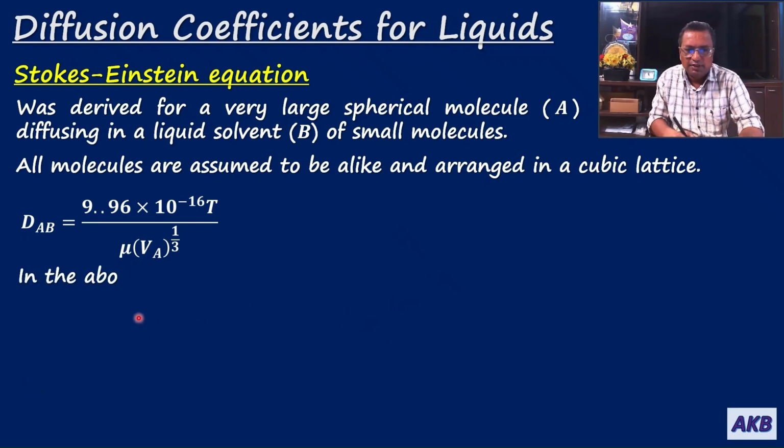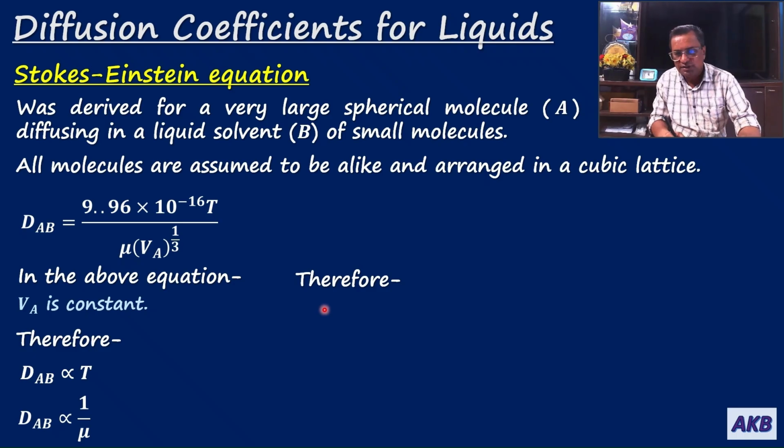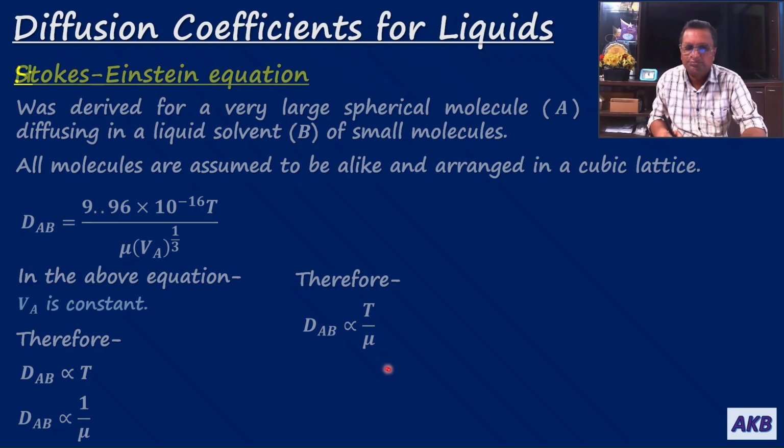Let us move on. Now in this equation, 9.96 into 10 to the power minus 16 is a constant, and VA is again a constant. That means, according to this equation, DAB is proportional to T and inversely proportional to mu. That is, according to this equation as well, DAB is directly proportional to T upon mu. So if DAB at one temperature is known to you, you can find DAB at another temperature by using this relationship.